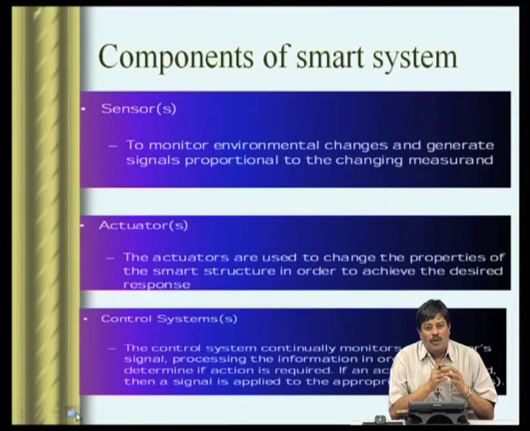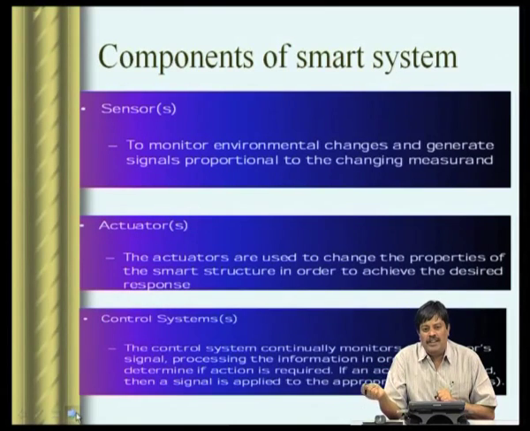Similarly, the actuator is basically used to change the properties of the smart structure or the smart system in order to achieve the desired response. Suppose we want the vibration of a structure to be reduced, we basically actuate through smart material force in order to reduce it. So, basically the actuator has to perform the actions that are desired for a desired response.